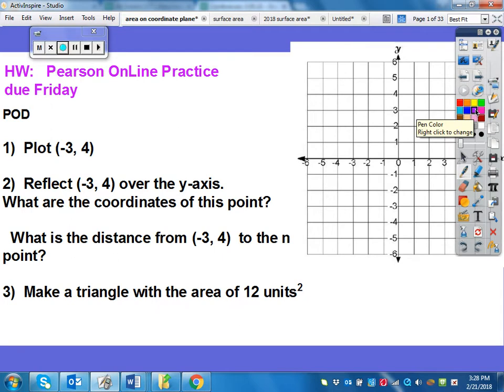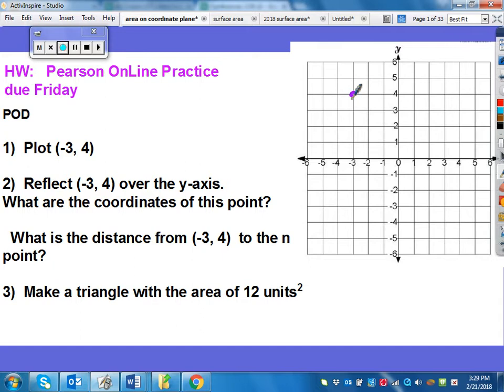So the first thing we're going to do is look at some review questions that we covered way back in September on how to plot points and reflecting points. So if I plot -3, 4, remember you go over before you go up. And then the second part says to reflect -3, 4 over the y-axis. So we know the y-axis is right here, and if I reflect it, it's going to land right here, and that point is 3, 4. Now you may remember the shortcut, which is if you reflect over the y-axis, the y-coordinate stays the same.